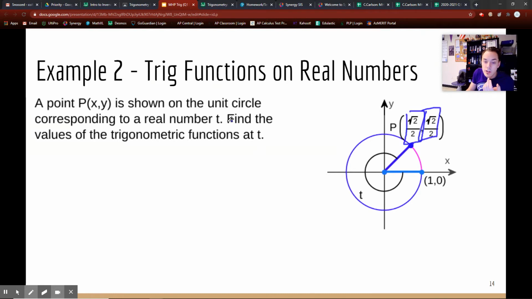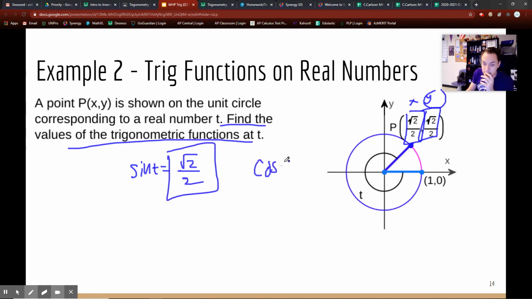So if I want to find the values of the trig functions at t, all I have to do is look at those points. This is x and that's y. So what is sine of t? My y coordinate, which is radical 2 all over 2. This one right here, my y coordinate. What's cosine of t? Cosine of t is the exact same thing, radical 2 all over 2. Why? My x coordinate.